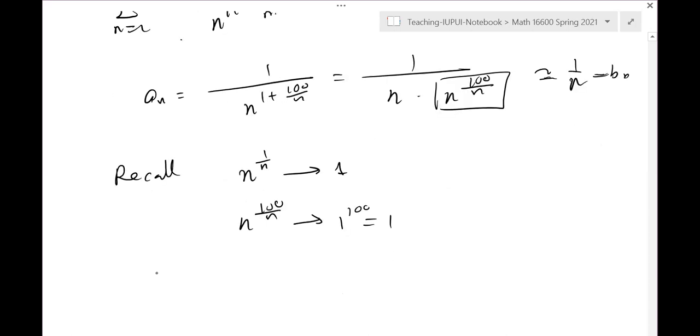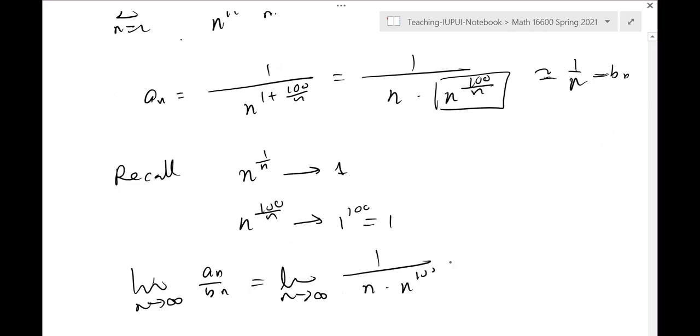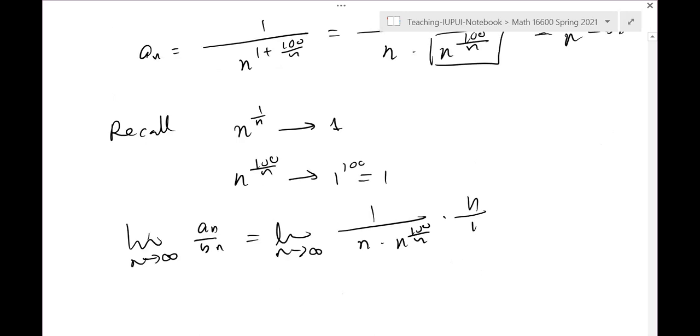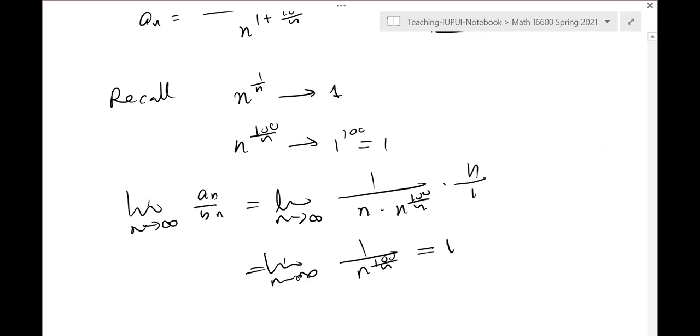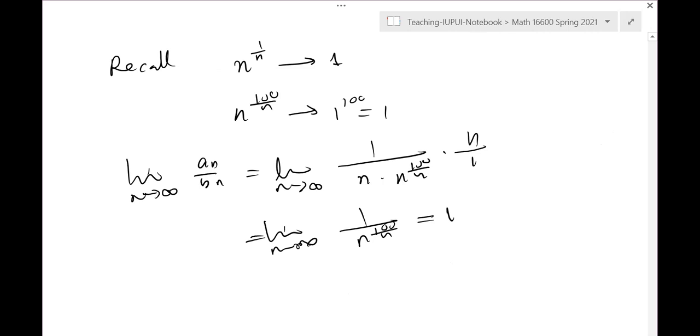Okay, so I'm going to take a look at the limit of an over Bn. Here it's going to be n times n to the 100 over n. Bn is 1 over n, so it's n over 1. And the n cancels out. So the limit is 1. So the convergence of sigma an and the convergence of sigma Bn are equivalent.